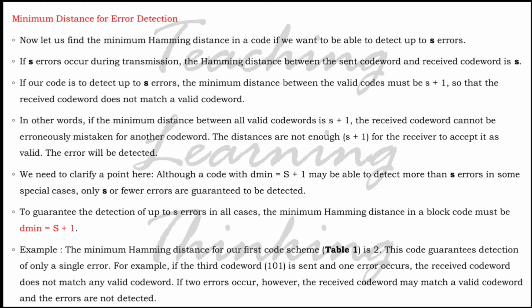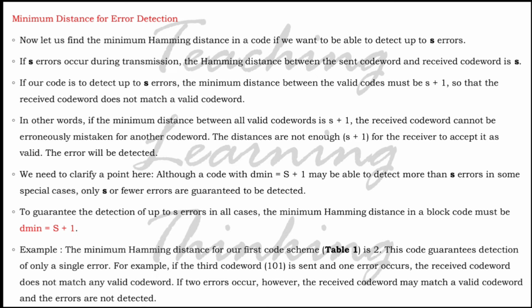So this is the criteria. The minimum Hamming distance in a block code must be dmin equal to S plus 1. So for example, the minimum Hamming distance for the first table, the first example we showed there, is 2. So this code guarantees detection of only one single error.